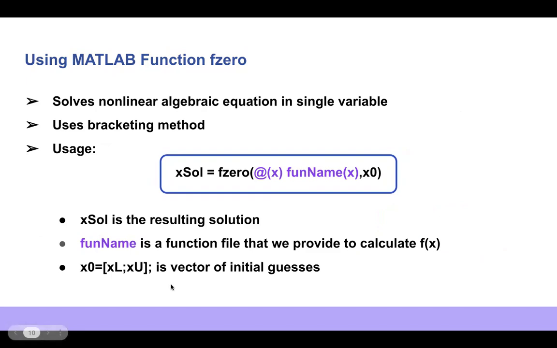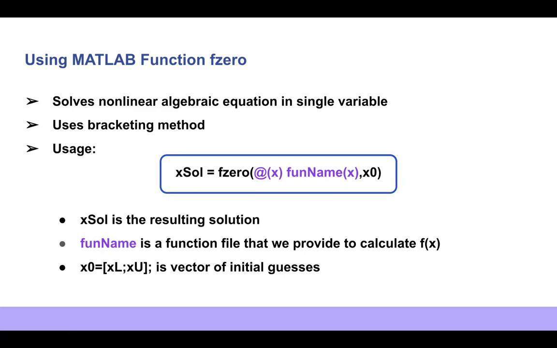Okay. If not, let me explain the fzero also. fzero also solves non-linear algebraic equations, but there is a difference in how you give the input to it. This uses a mathematical method which is called the bracketing method. The traditional bracketing method is like this: you give an upper limit and lower limit for the actual value.